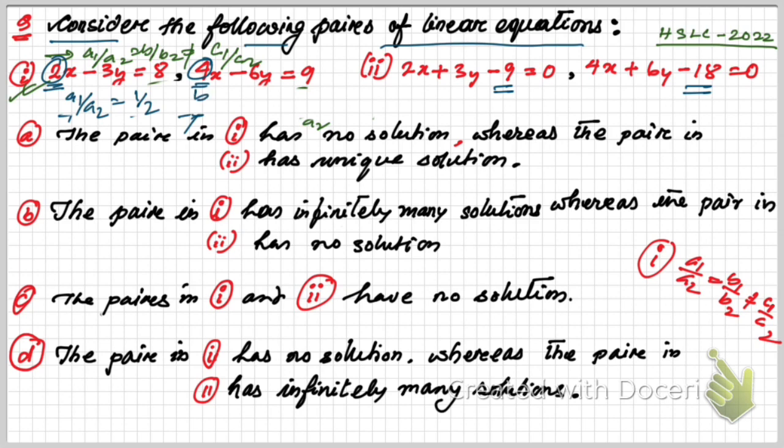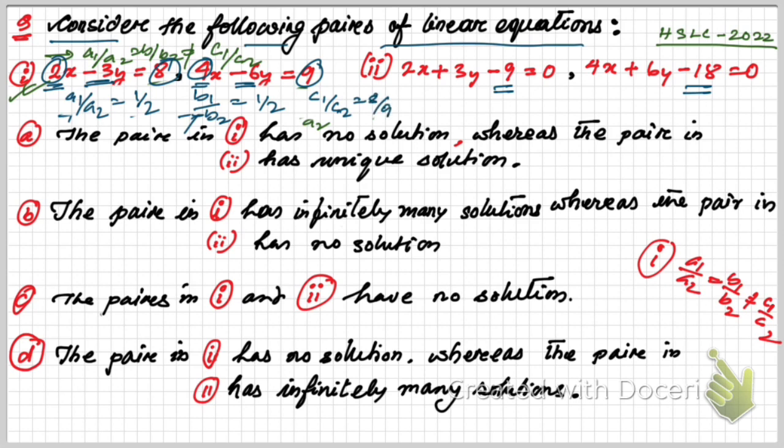Then again, let's find b1 by b2. That's going to be the ratio of the coefficients of y. Here minus 3, and here you have 6. Minus 3 by 6, that's also half, right? And constant terms 8 by 9. So c1 by c2, we have got 8 by 9.